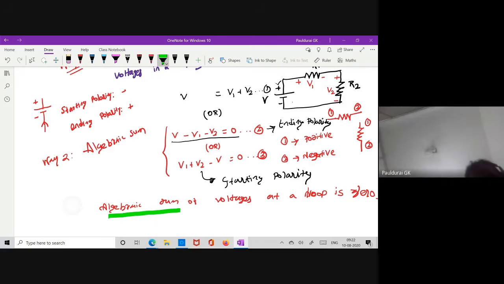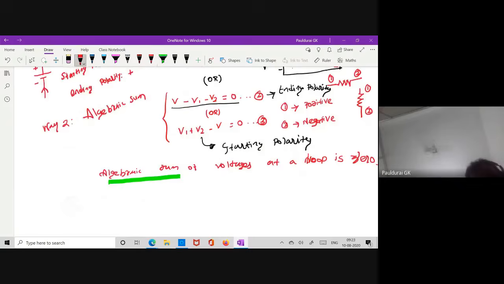What is algebraic sum in KVL? It's very simple. Consider, as per my notation, consider starting polarity.